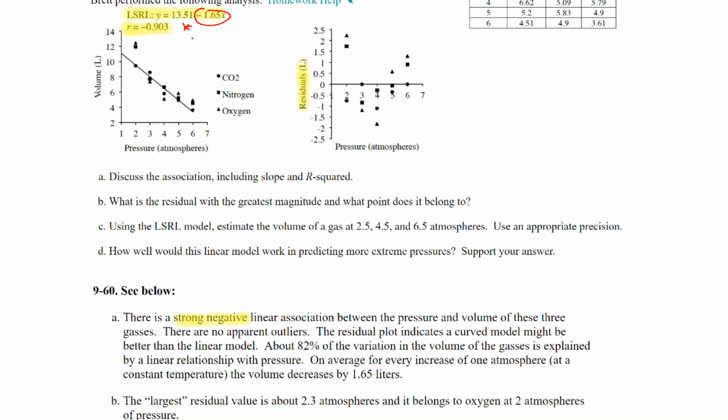About 82% of the variation in the volume of the gases is explained by a linear relationship with the pressure. So remember that 82% comes from taking the R value of negative 0.903 and squaring it.